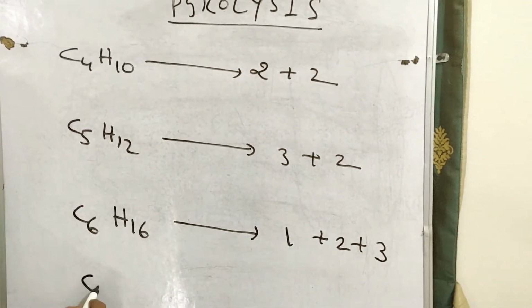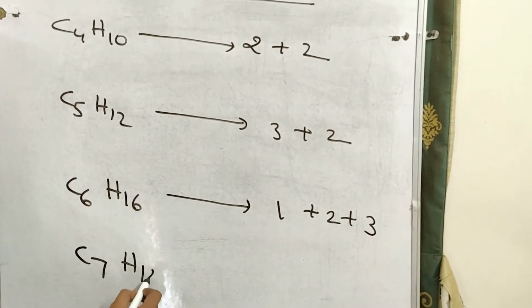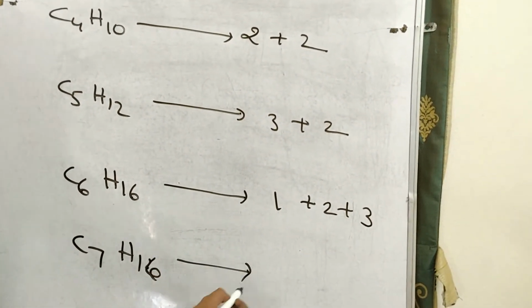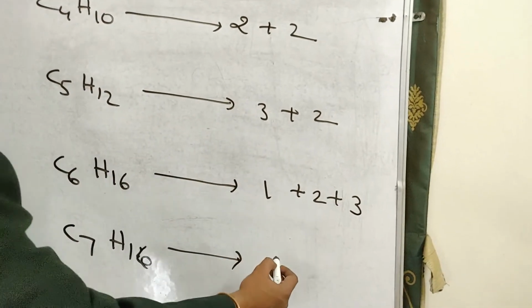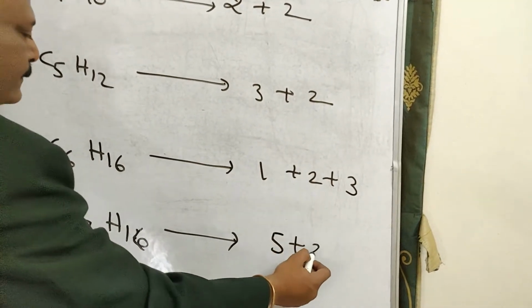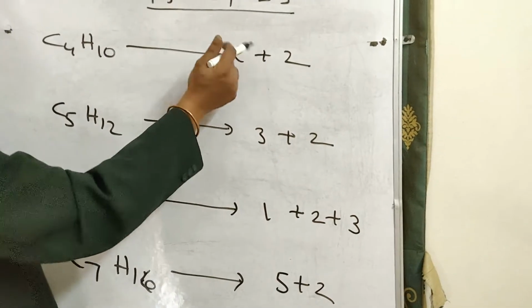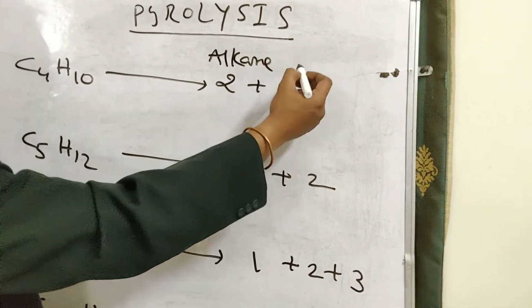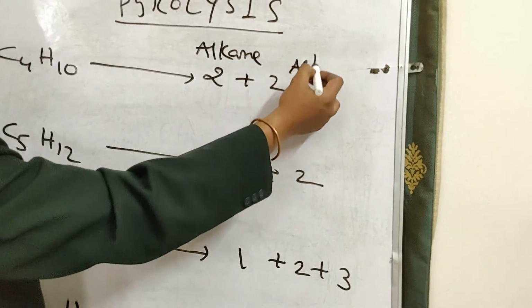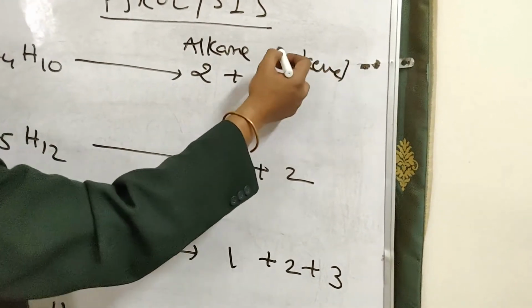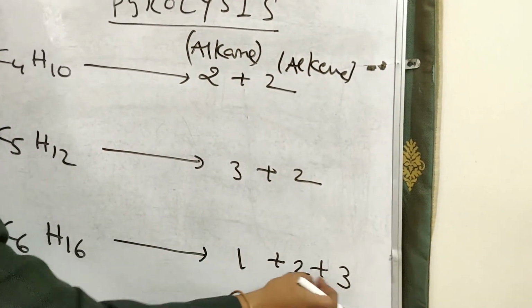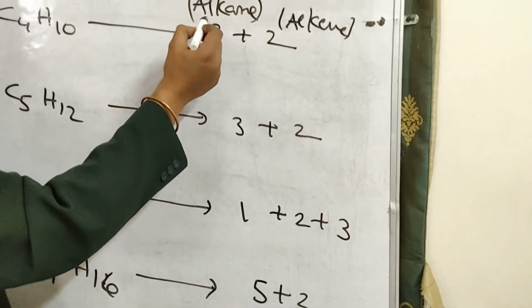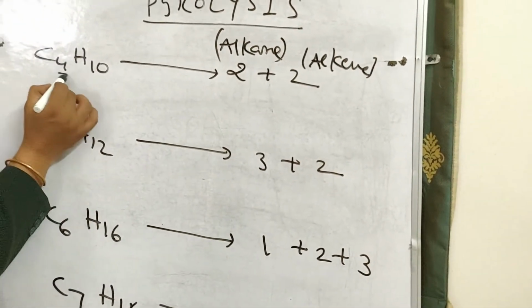Now heptane, C7H16. That is 5+2. Guys, here 2 stands for alkanes. First number is always alkane. Second number is alkene. Whatever numbers I write here, these 2 or 3 or something else, the first number is always alkane.